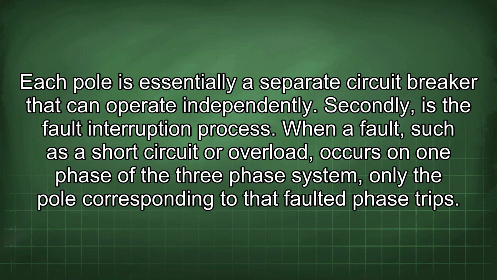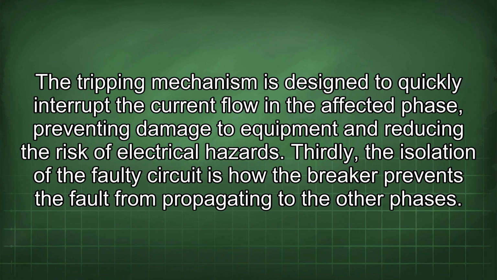Secondly is the fault interruption process. When a fault, such as a short circuit or overload, occurs on one phase of the 3-phase system, only the pole corresponding to that faulted phase trips. The tripping mechanism is designed to quickly interrupt the current flow in the affected phase, preventing damage to equipment and reducing the risk of electrical hazards.